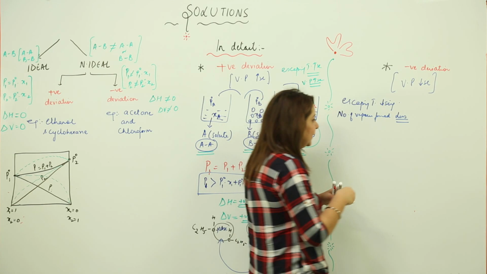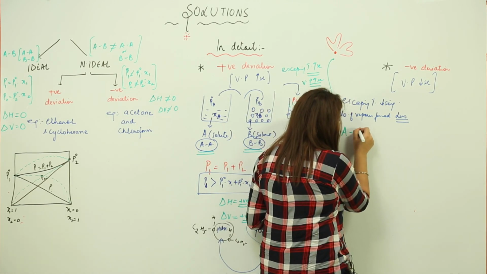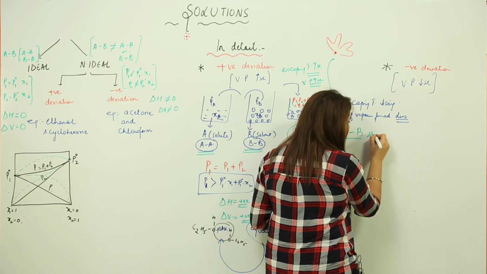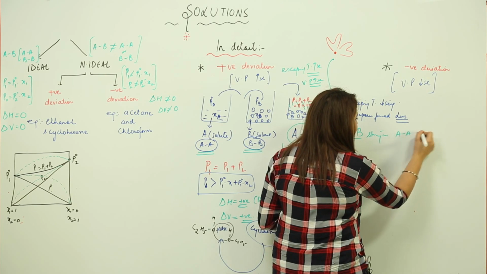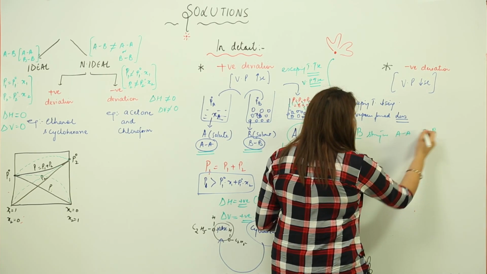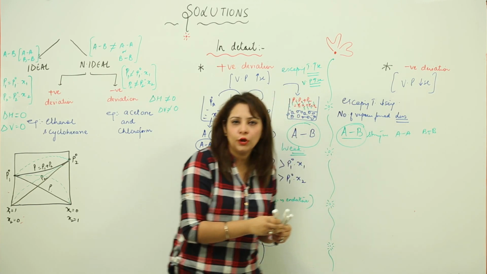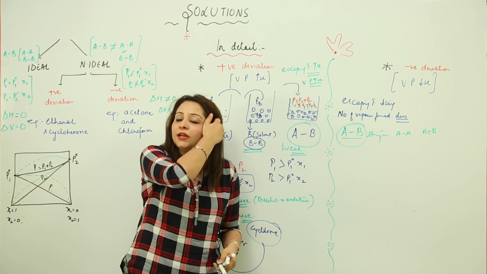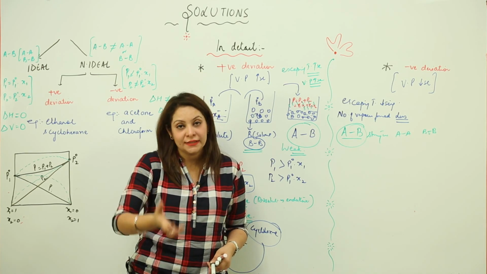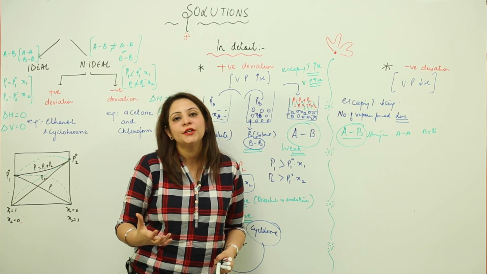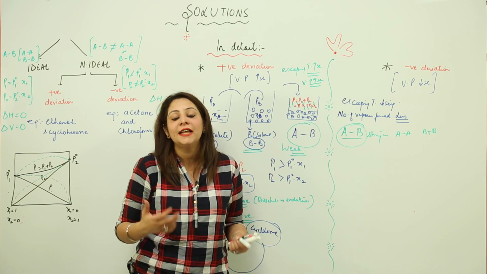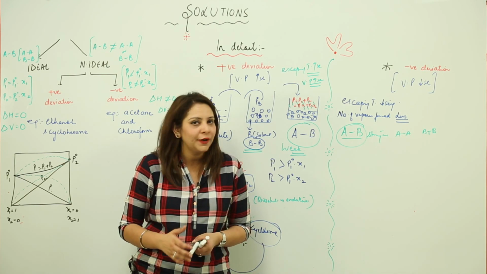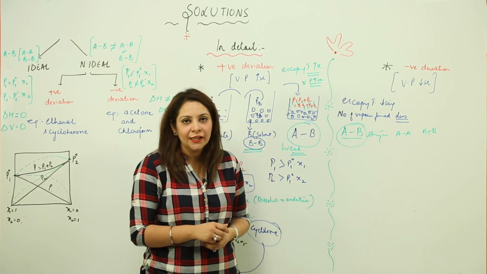Obviously, what we get to see is that the interaction between A and B is stronger if we compare it with the interaction between A-A and B-B. So the resulting solution, which contains solute and solvent, has more attractive forces, and more attractive forces means they are less free to escape. When they are less free, obviously there are fewer vapors, and fewer vapors means low vapor pressure. This is what we get to see in negative deviation.